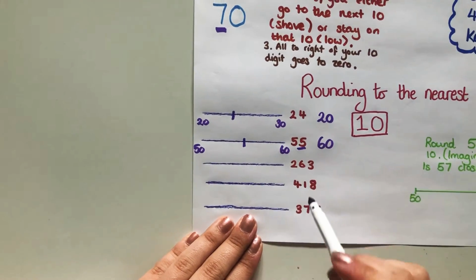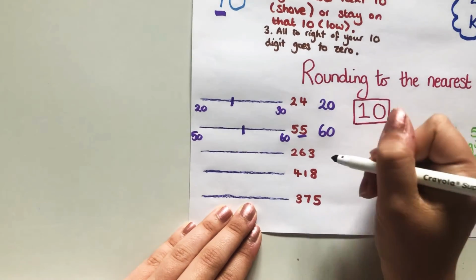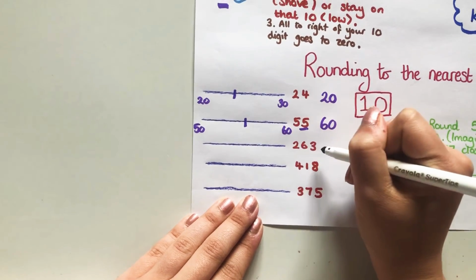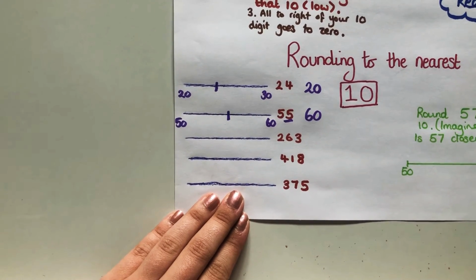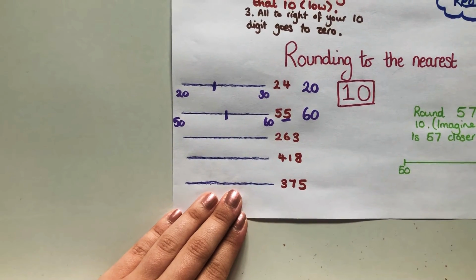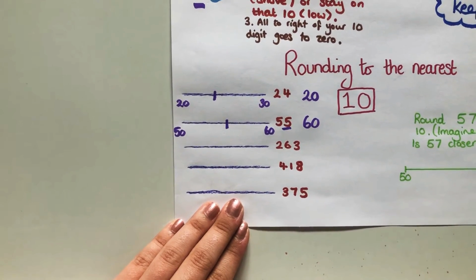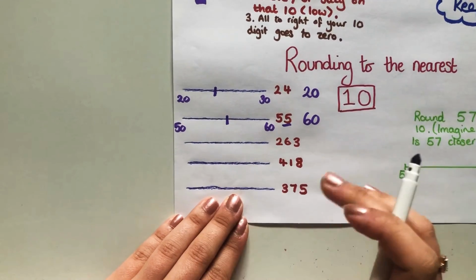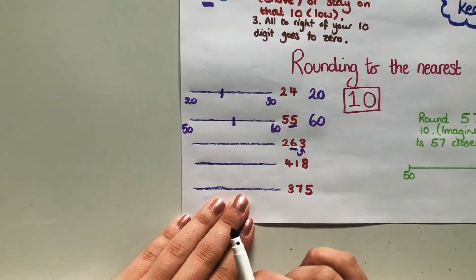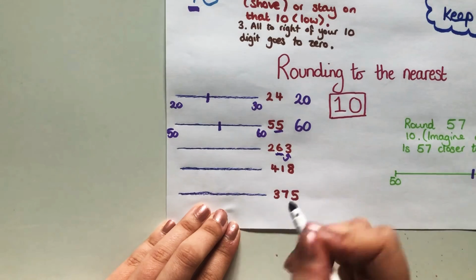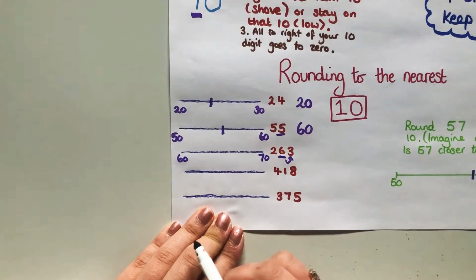Now, there is something different about these last 3 questions. See if you can work it out. Yep, that's right. They are hundreds. So we have 263 here. But for the purposes of us thinking about it, because we're rounding to the nearest 10, we don't need to worry about the 200s influencing our decision that much. So for working it out, we can even get rid of them. So we're still looking at our tens digit here and the one next to it to help us decide if we shove or keep it low. So it will be between 60 and 70.